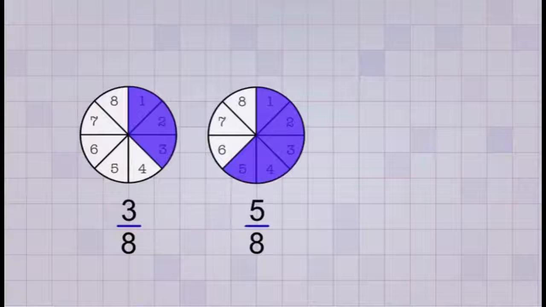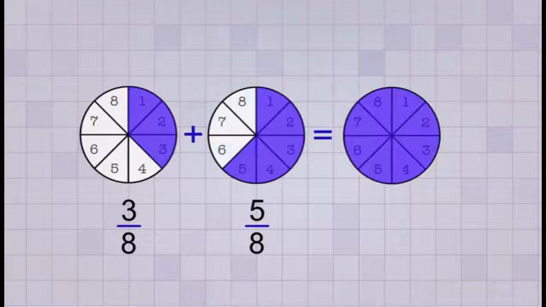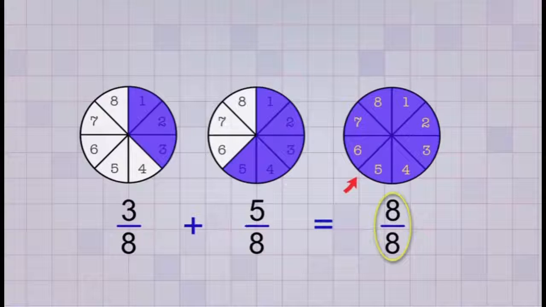Just like our last problem, we can add these by combining the parts. So let's put these 3 over here with these 5. And well, what do you know? That fills up all 8 sections. So 3/8 plus 5/8 equals 8/8, or 1 whole circle.